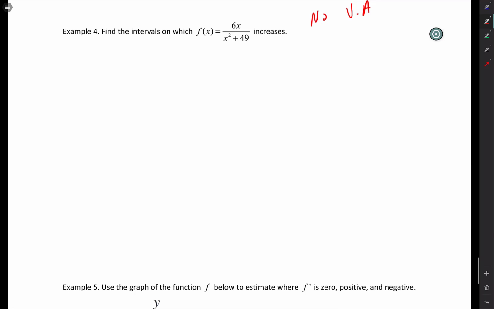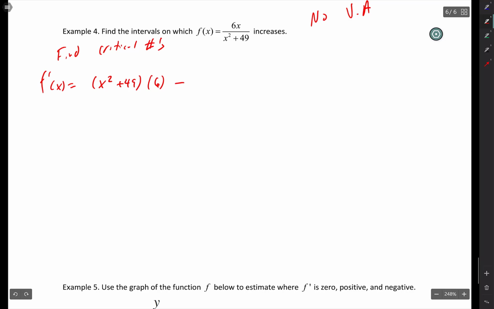All right, here we go. I'm going to find my critical points. I'll find critical numbers. So how do I do that? I take a derivative. F prime equals quotient rule: bottom times the derivative of the top minus top times the derivative of the bottom, all over bottom squared.